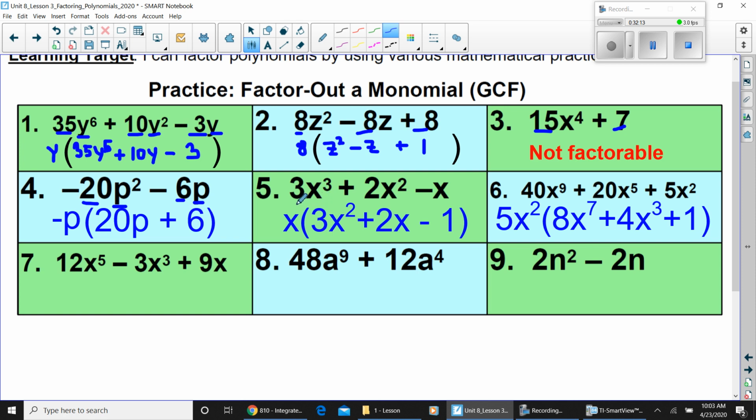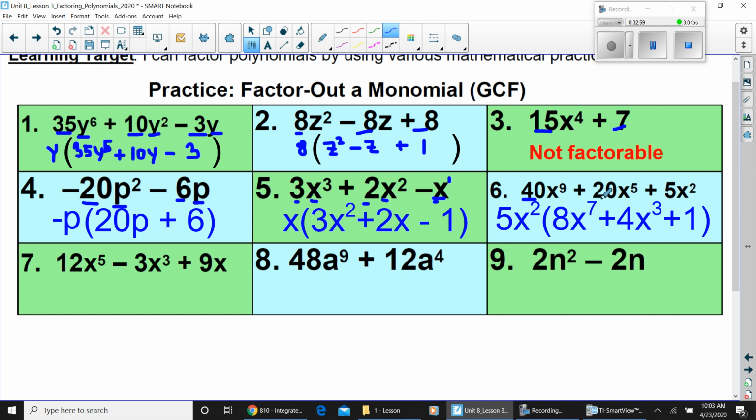Number 5, looking at the coefficients, there are no greatest common factor numbers. But there's x to the third, x to the second, and x. So they do have common factors, and x to the first is the one that comes out, because x to the first goes into x to the third and x to the second. So x times what equals 3x to the third? X times 3x squared equals 3x to the third. X times what equals 2x squared? X times 2x equals 2x squared. X times negative 1 equals negative x.